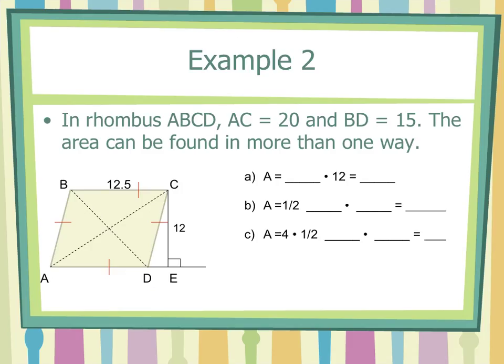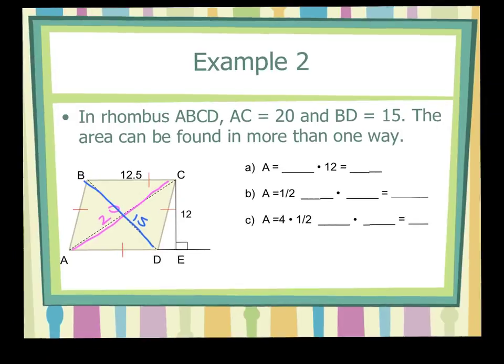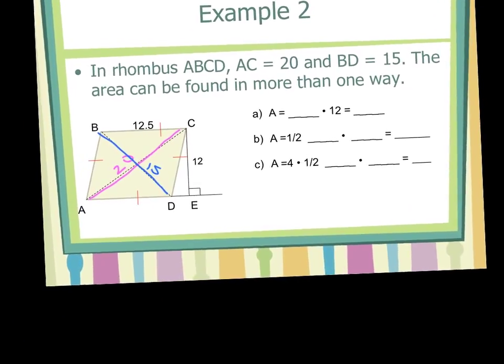All right, so this one kind of puts all of it together. This shape is a rhombus. It says in rhombus ABCD, AC is 20, so this segment here, which is my diagonal, is 20. BD is 15, and it says the area can be found in more way than one. And it gives you the area equals blank times 12.